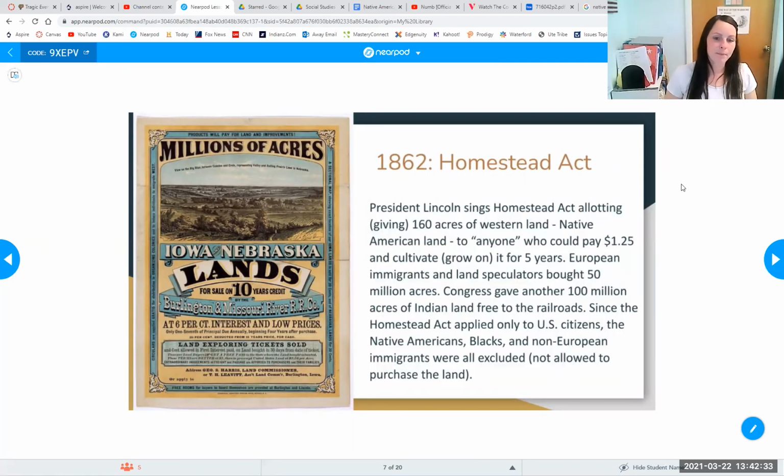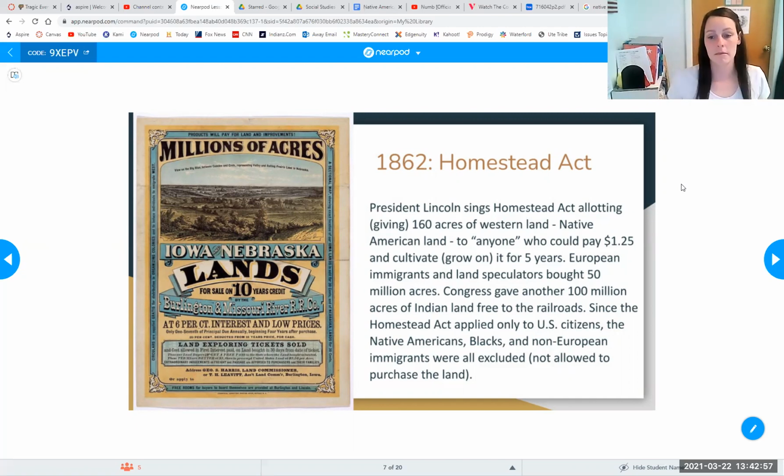Here's something that happened that reduced land. So President Lincoln signs the Homestead Act. This is right after Manifest Destiny becomes a thing. He's trying to get people to move west, right? Because Manifest Destiny started in the 40s. So let's encourage them to move out west by selling them cheap land.